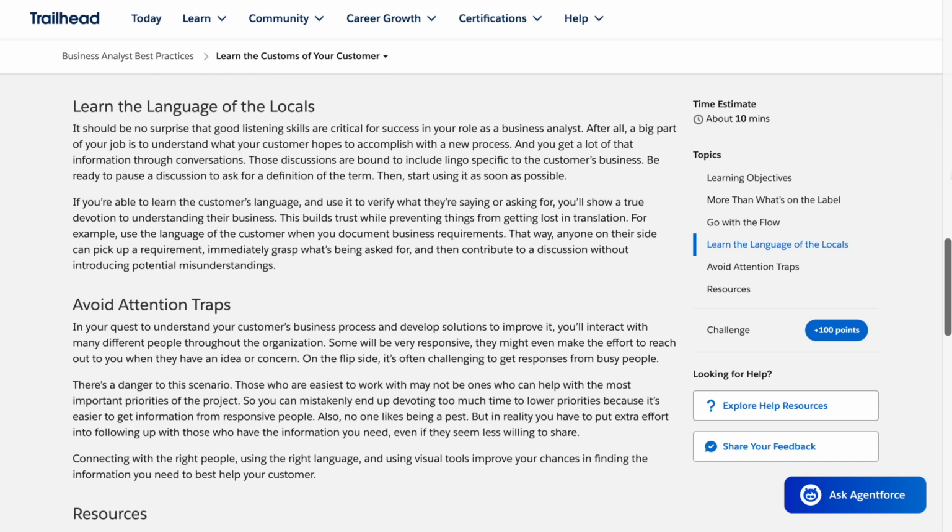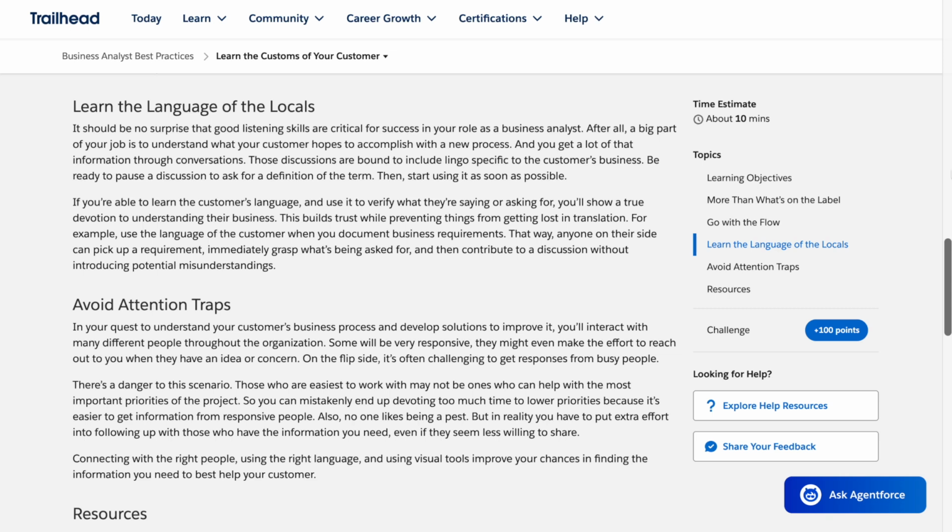Learn the language of the locals. It should be no surprise that good listening skills are critical for success in your role as a business analyst. After all, a big part of your job is to understand what your customer hopes to accomplish with a new process. And you get a lot of that information through conversations. Those discussions are bound to include lingo specific to the customer's business. Be ready to pause a discussion to ask for a definition of the term. Then start using it as soon as possible.